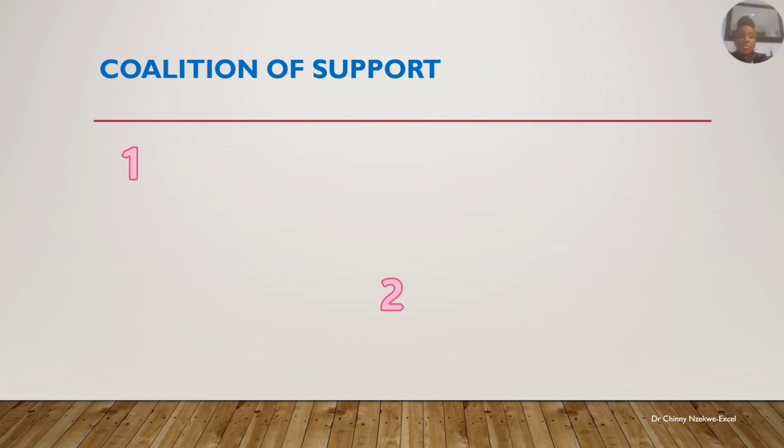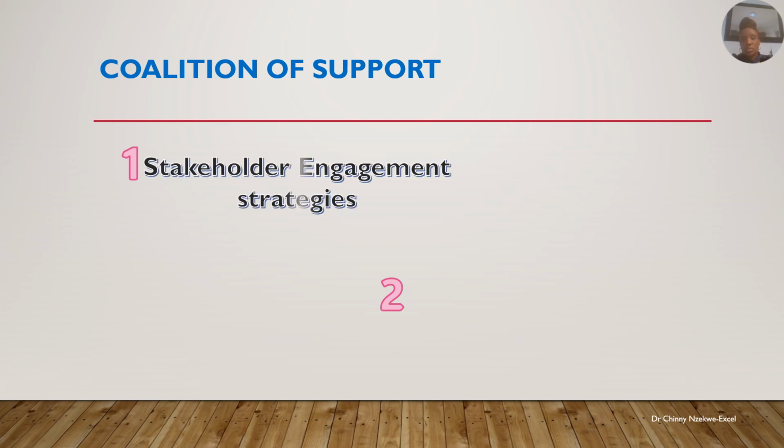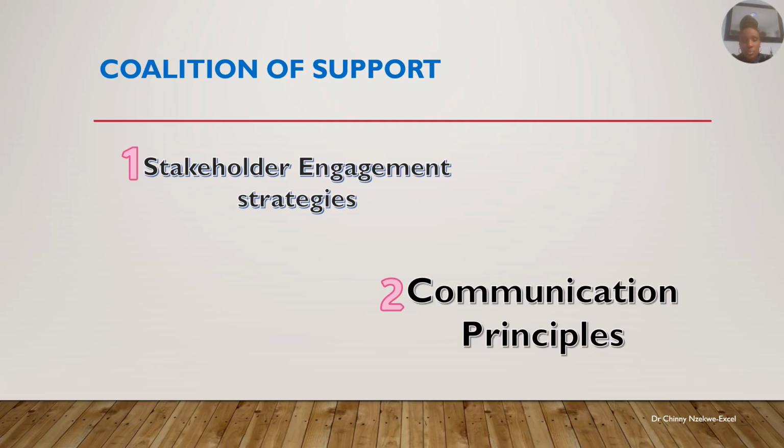Cast your mind back to my area of focus for my presentation. The first, which I've talked about, is assessing your approach in decision making towards unlocking organizational value. The second area of focus for my presentation is your review of your coalition of support, for the ultimate purpose of expanding business growth. So there are a couple of things that I'm looking at in terms of coalition of support. The first one is stakeholder engagement strategies, and the second one is communication principles.